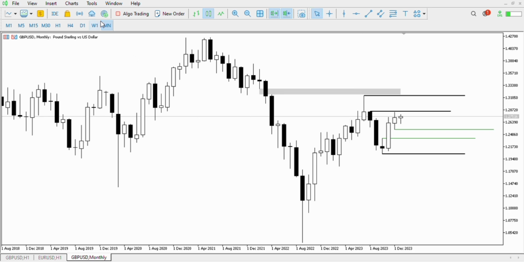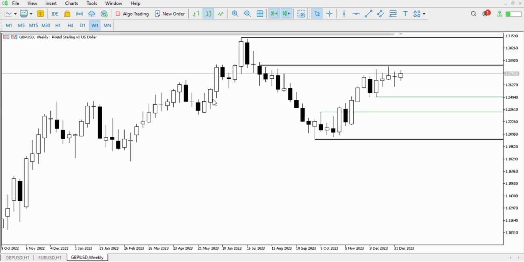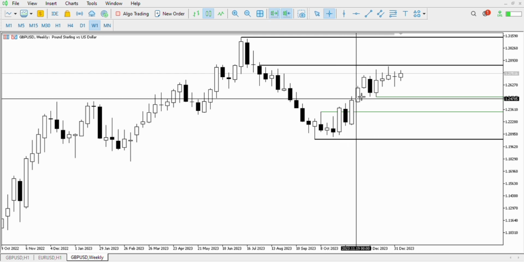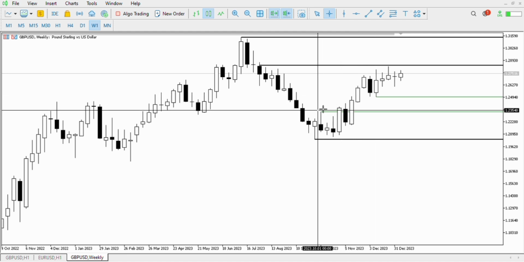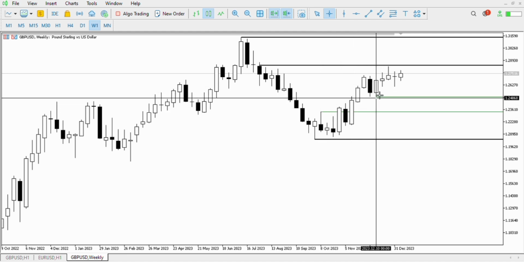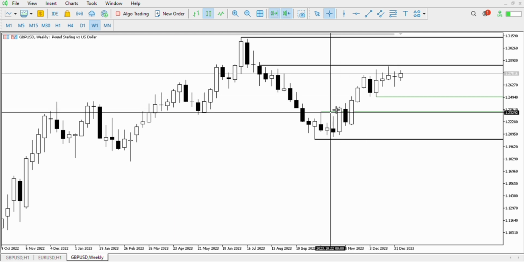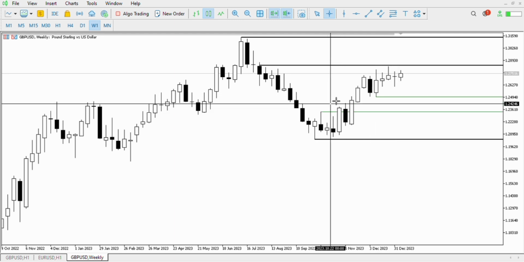So now let me come to the weekly time frame so that we can see if we have any area of interest. This is the weekly time frame right now. This is the fair value gap that we have from the monthly time frame. Now if you look carefully, what do you think you can see right here? What do you see here?